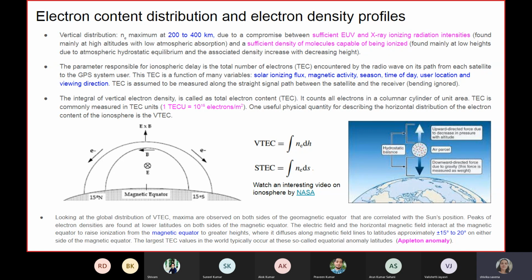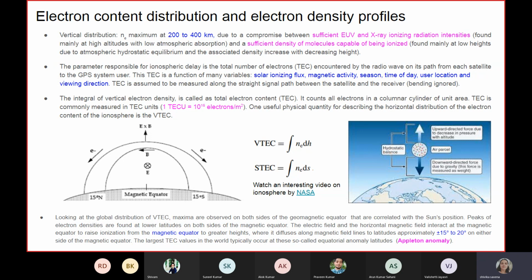So the integral of the vertical electron density is known as total electron count. It accounts for all the electrons in a columnar cylinder of unit area. This is just like the phenomenon of precipitable water vapor that we saw for the troposphere. So this is the integral of vertical electron density, that is VTEC. TEC is commonly measured in TEC units. The conversion is written here.